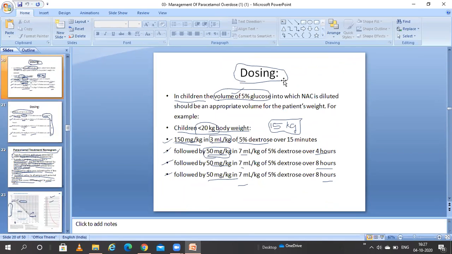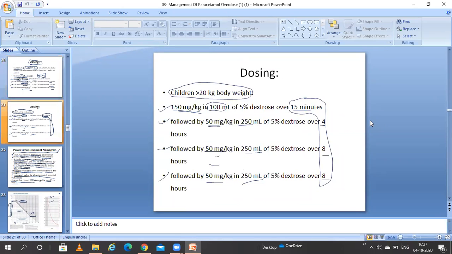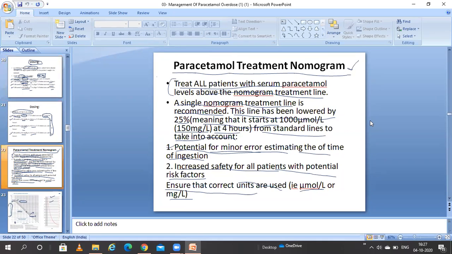Then we have also seen the dosing pattern in the children based on the body weight. So the NAC infusion is given in 4 stages here rather than 3, because in the children it's given in 4 stages. Yeah, then the most important part of this paracetamol overdose is the treatment nomogram. So we have even again discussed this in detail.